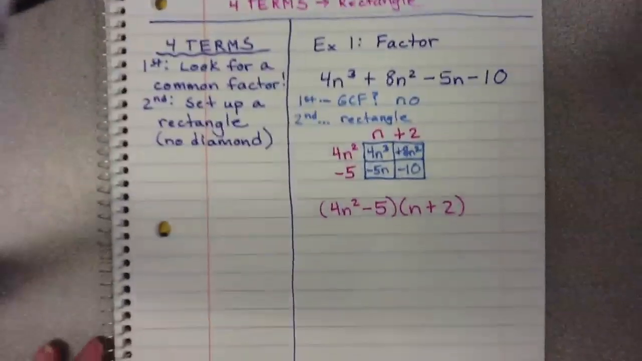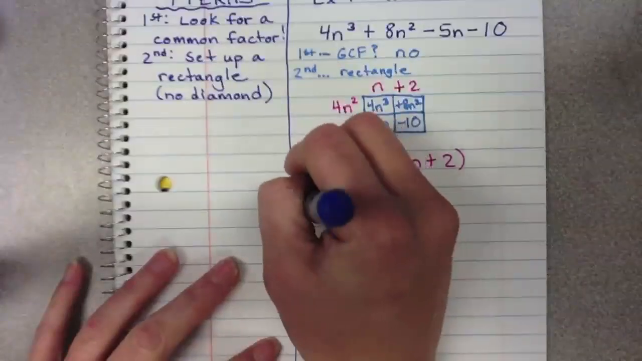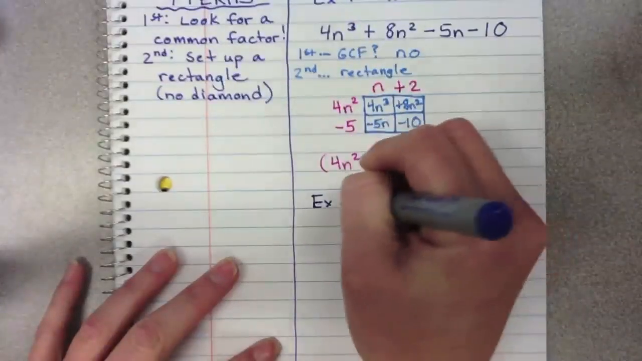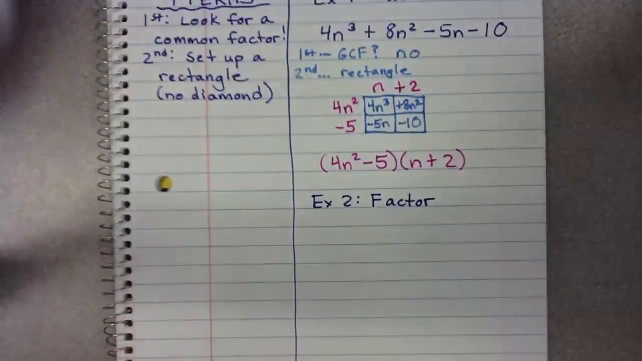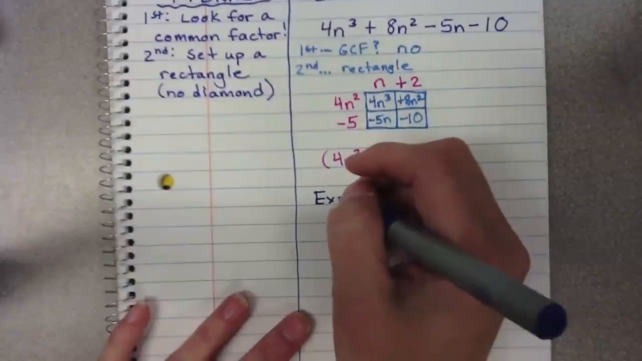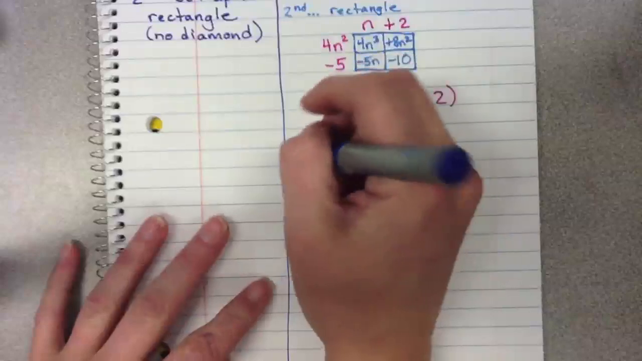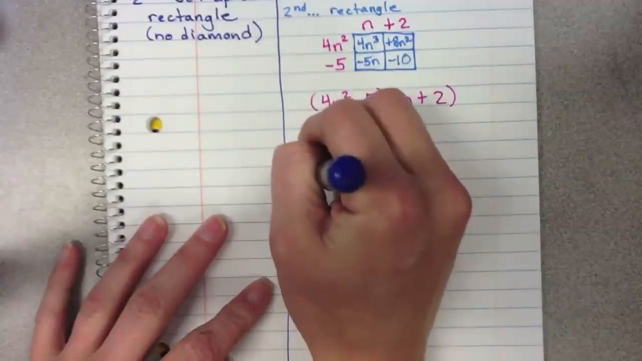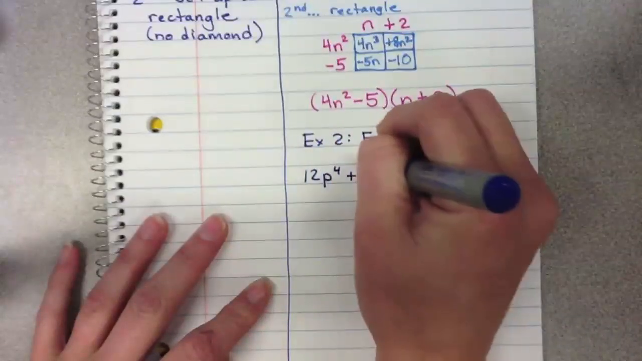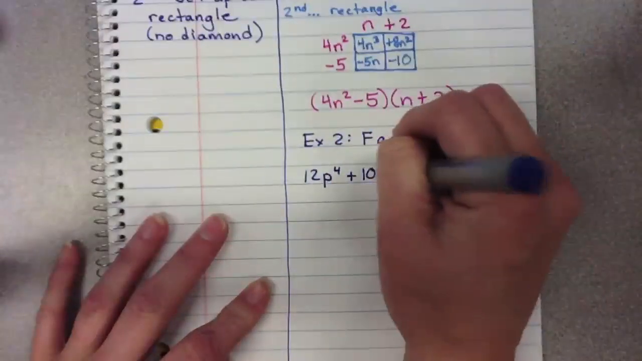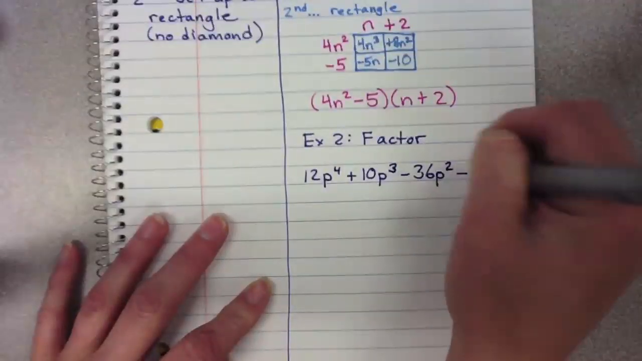Let's do one more example. Example 2. 12p to the 4th plus 10p cubed subtracting 36p squared subtracting 30p.